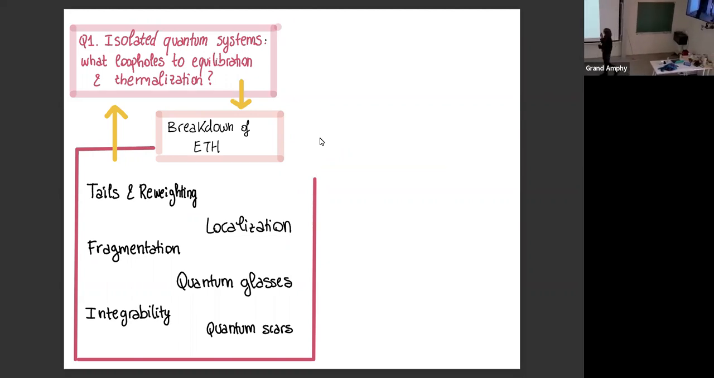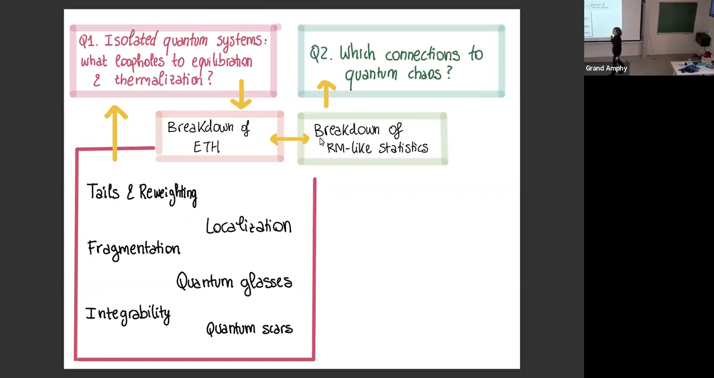Then in the second part, since after all this is a program about quantum chaos, I would like to make some connections with concepts that have been investigated a lot in the quantum chaos literature. In some sense, this is more related, rather than to the structure of eigenstates, to properties of the spectrum, the distribution of energy levels of the Hamiltonians governing the dynamics.